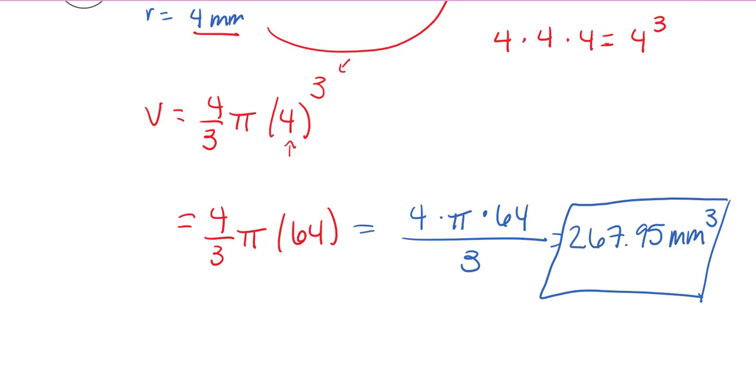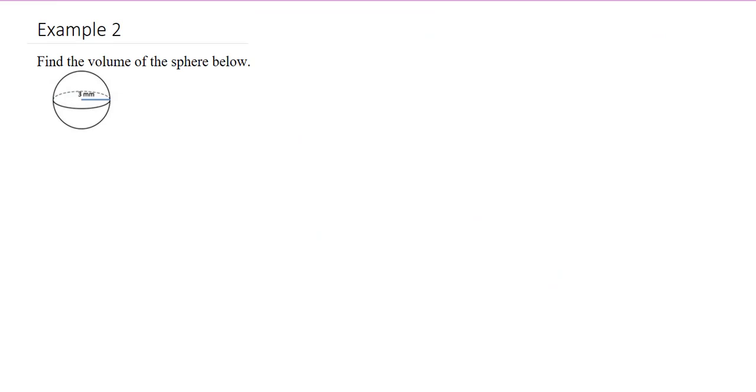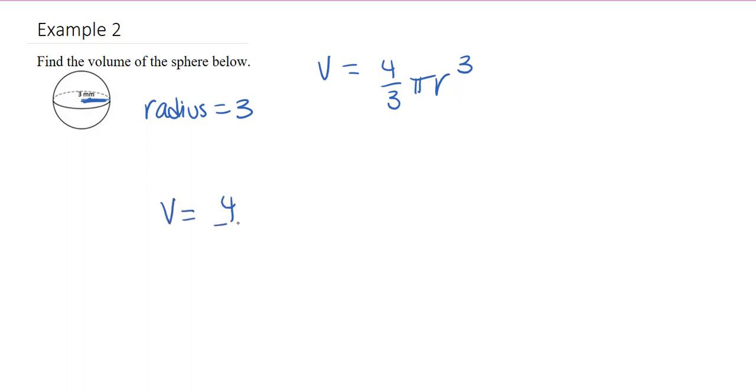Now let's look at another example. Example 2, find the volume of the sphere below. We can see that this line is only halfway, so this is our radius. So this is our formula. If our radius is equal to 3, we're going to plug that in where we see r and just substitute it out. So we have 4/3 pi, then we have 3 cubed.